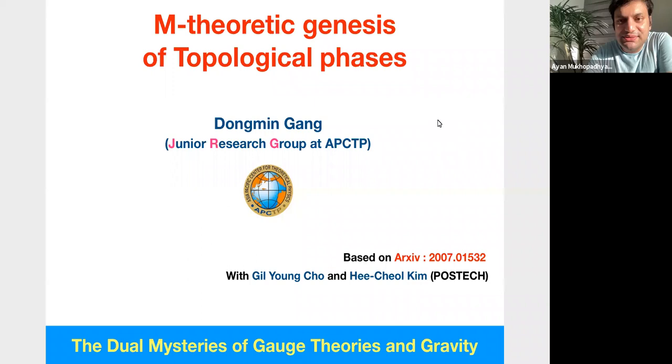So we are really very happy to have this nice talk today. It will be by Dongmin Gang, who is a junior research group leader at Pohang in Korea, and he's going to tell us about something really exciting about how to get topological phases of matter on membranes, wall volumes. And he's initiated a nice research program for classification of topological phases based on such connections with M theory. So over to Dongmin now. Let's hear from him about it.